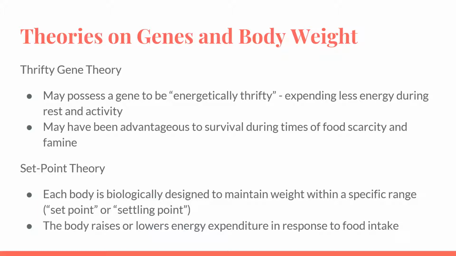Then there's another theory called the set point theory, and this suggests that each individual body biologically has a range, maybe a 10 to 20 pound range, where that body is healthiest and will generally always reside for weight. This theory goes that, depending on the circumstances of life, the body might subconsciously raise or lower energy expenditure based on food intake.